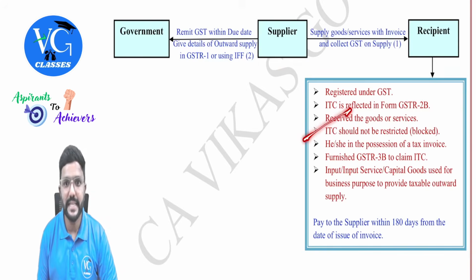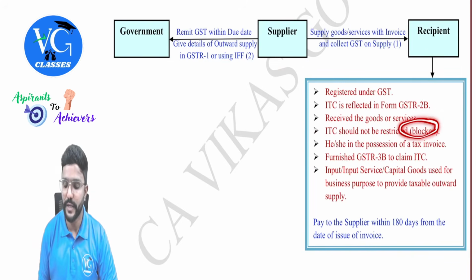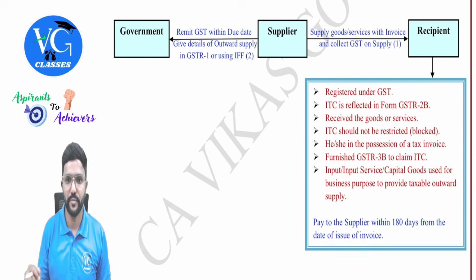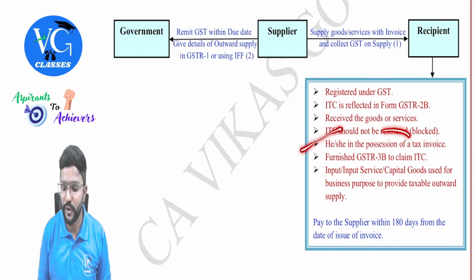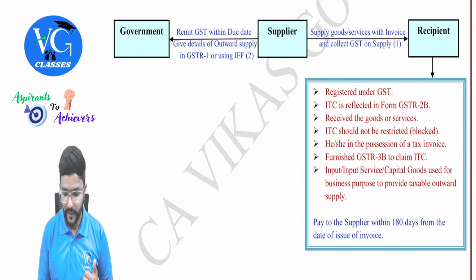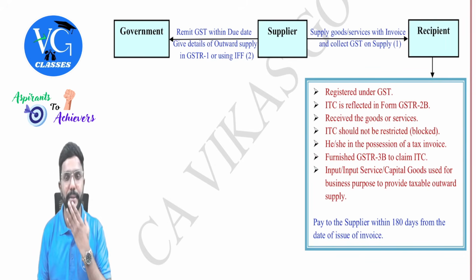Next, ITC should not be restricted or blocked as per section 17. If it is restricted or blocked as per section 17, obviously you cannot claim credit. Then he or she should be in possession of a tax invoice or any other document issued by the supplier. Okay. Next, the recipient, in order to claim credit.